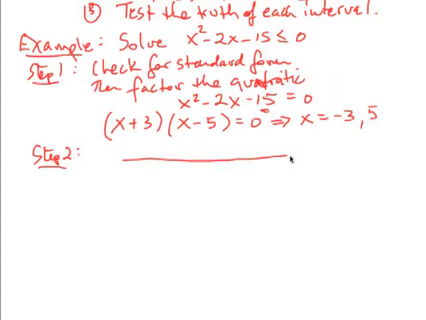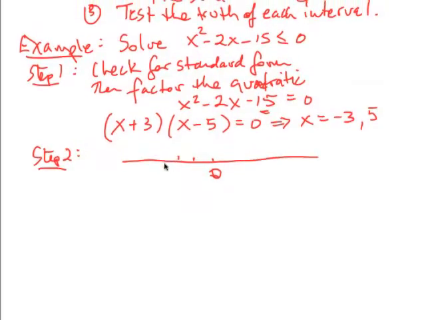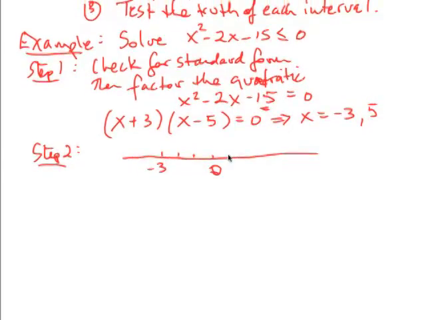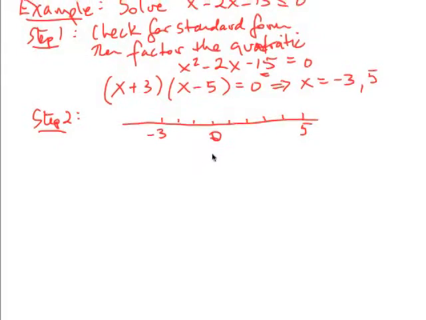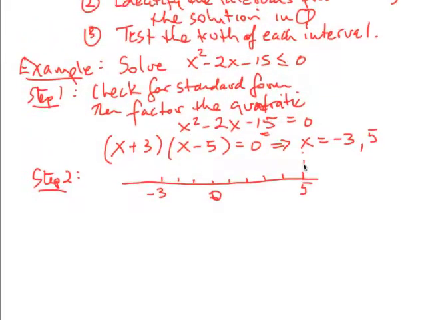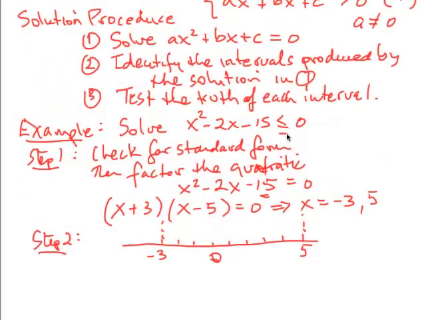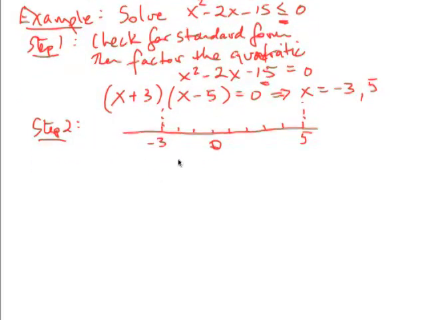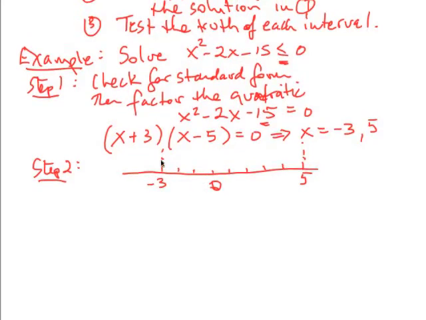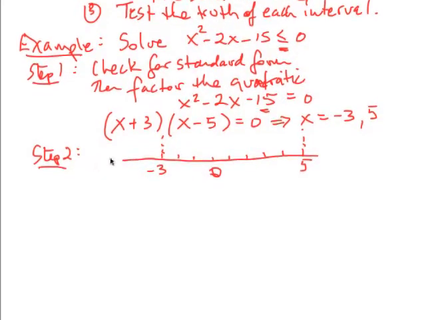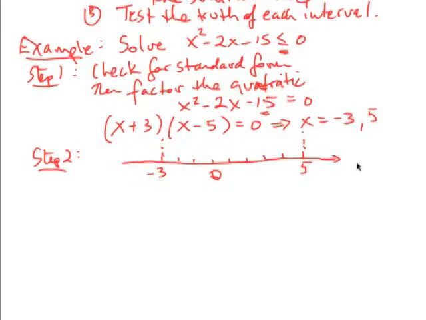Okay, step 2. The best way to do this is to draw a picture. So let's suppose here's 0. So 1, 2, 3, here's negative 3. 1, 2, 3, 4, 5, here's 5. Now, these are the equal ones, so I'm going to put a dashed line down there to separate these out. Notice that we do have an equal to, so we're going to include these two values. But at the moment, what I want to do is identify 3 different intervals. There's the interval that's less than negative 3, the interval between negative 3 and 5, and the interval that is greater than 5.